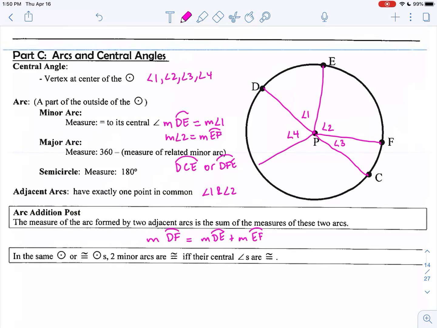And then lastly, in the same circle or congruent circles, you would know that 2 minor arcs are congruent if their central angles are congruent. So if I knew that the measure of angle 1 is equal to the measure of angle 4, then my conclusion would be that arc DE is congruent to arc, and I apologize, I forgot to add a letter. So let's add a letter for this arc here to be named. Let's call that A. So arc DE is congruent to arc DA.